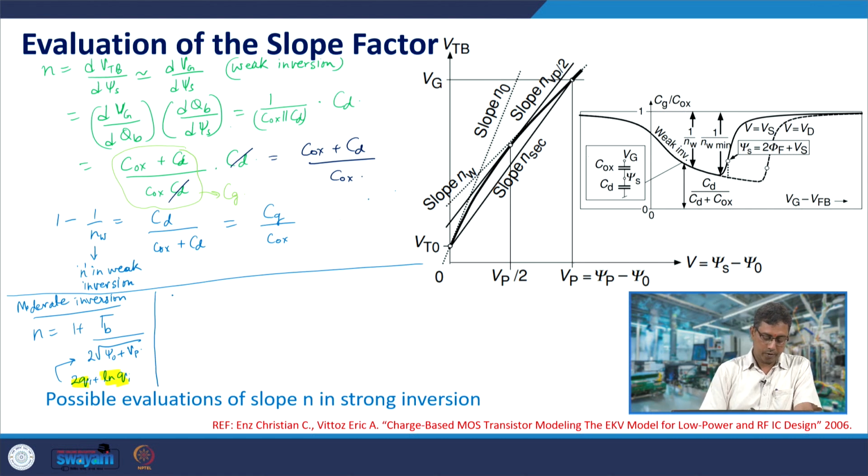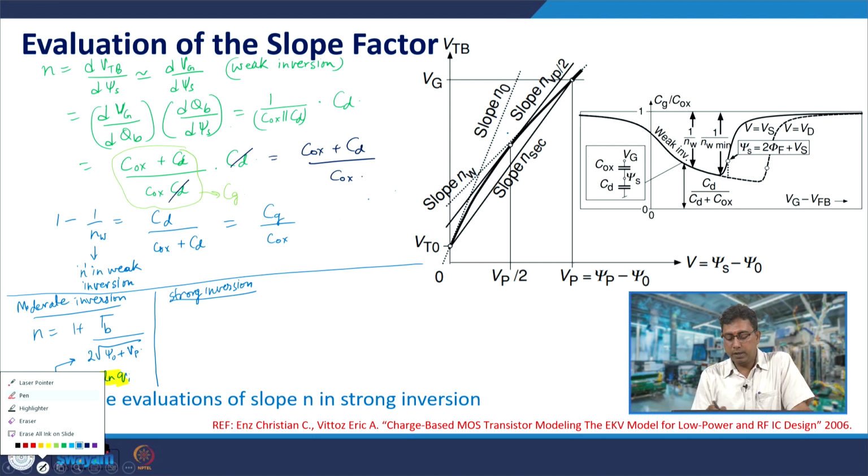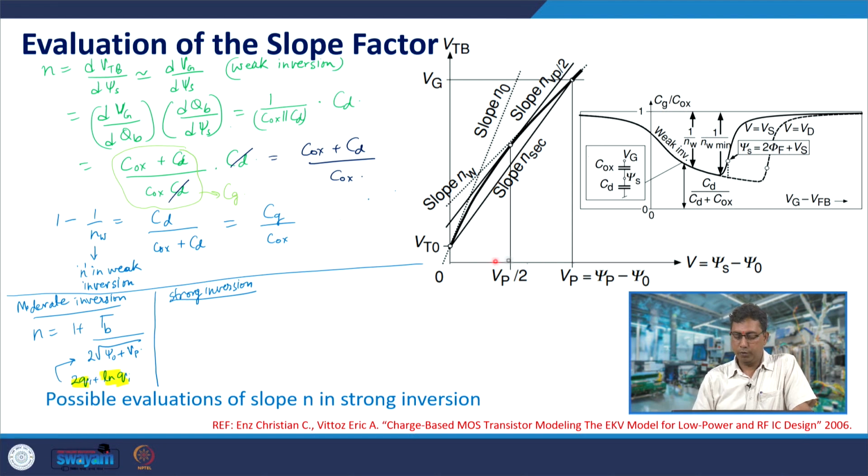What about strong inversion? Let us look at this plot. What is the region in which strong inversion is important? In strong inversion, you are dealing with values of local surface potential which are smaller than Vp. So, it is here that you can neglect this term and only this term dominates. When you go for very small values of local surface potential, you may have nonlinearity, as we had discussed. So, it is here that it is most difficult to obtain the value of n.